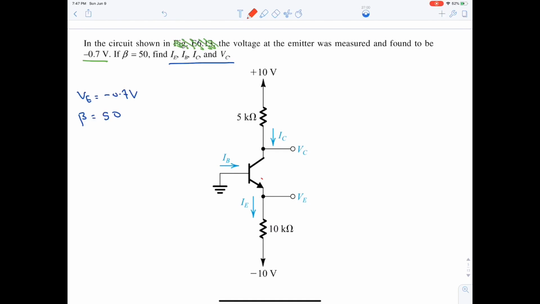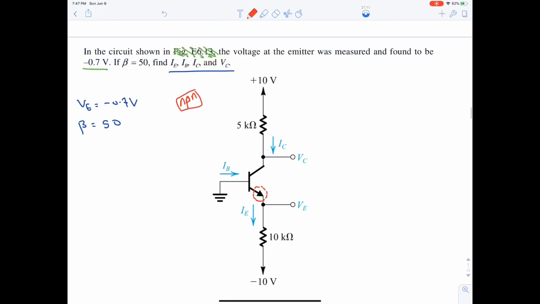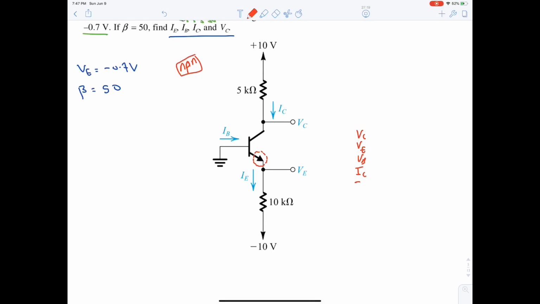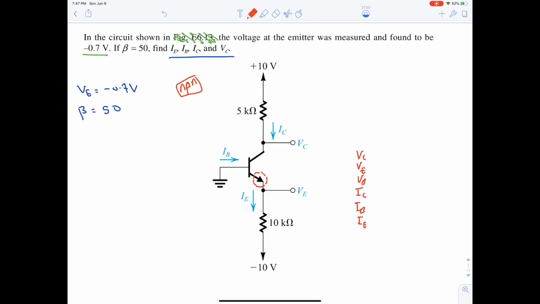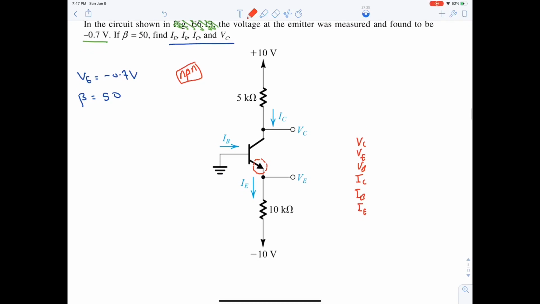As the arrow is leaving the transistor, this means we are in NPN. And the labels are already there. So let's move to the third step, which is the checklist. We said it's the 3 V's: IC, IB, IE. Now, even though they want only 4, the other 2 will be simple. VE is given and VB is given, so it's the same thing.